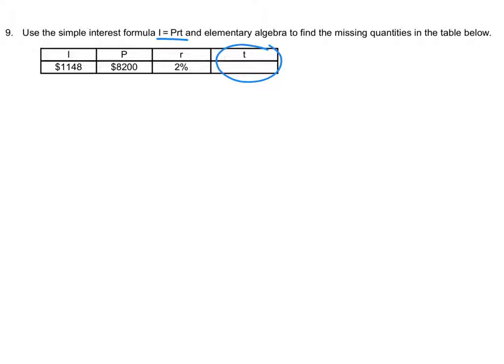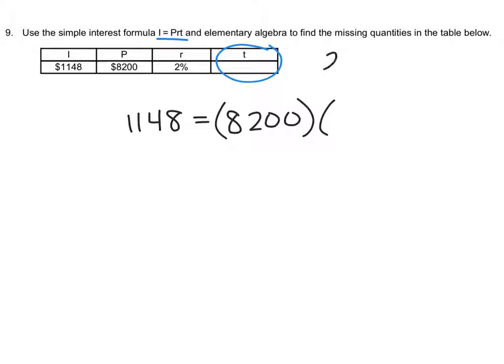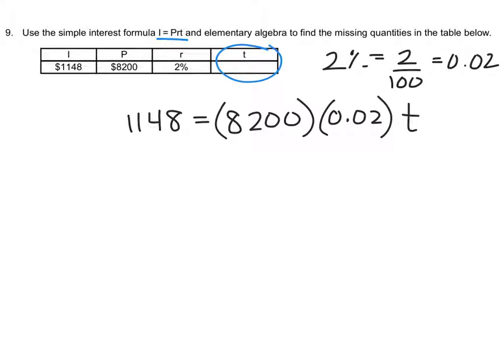Here I have I equals 1,148, and that equals 8,200 times 2% times T. Before I can write 2% in my formula, I have to convert it to a decimal. So I'll do 2 divided by 100, which gives me a decimal of 0.02. I'll substitute 0.02 for R in my formula, and then I'll add a T in my formula because that's the variable I want to solve.